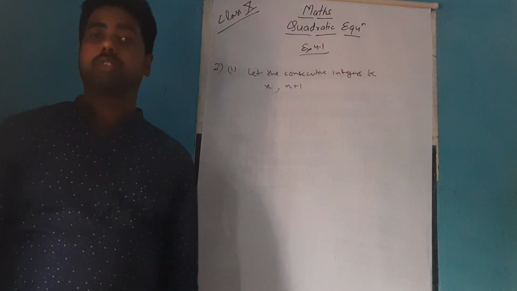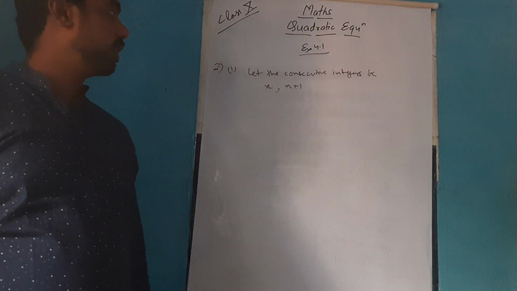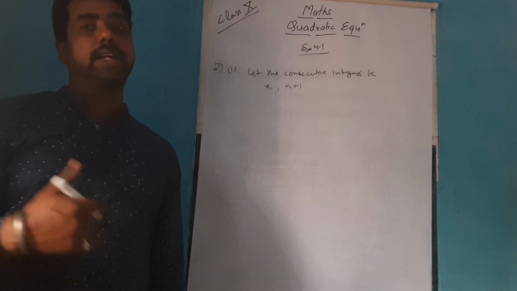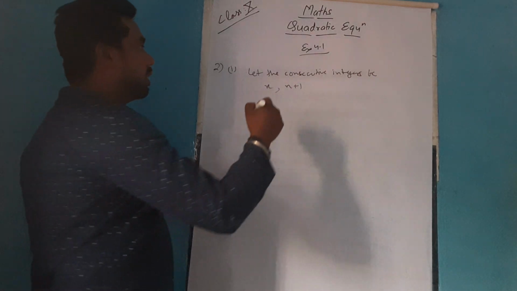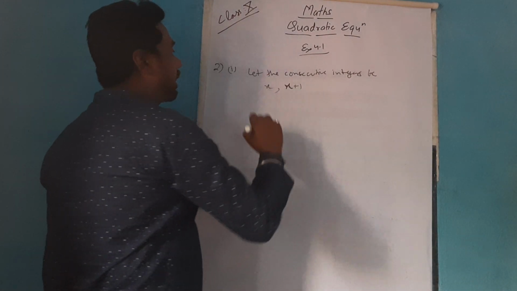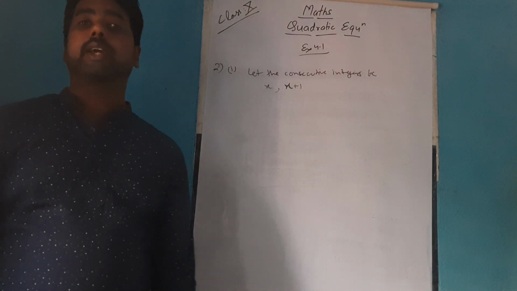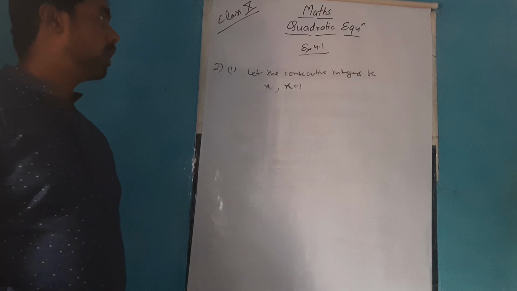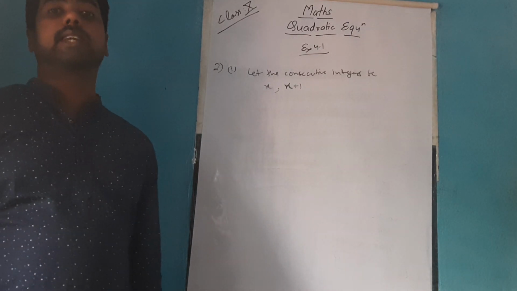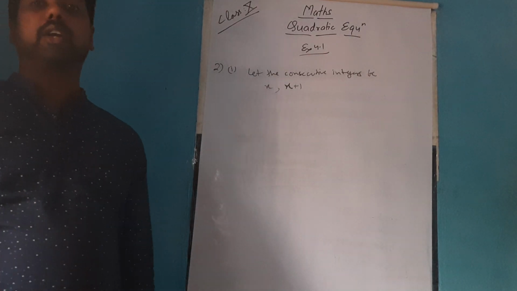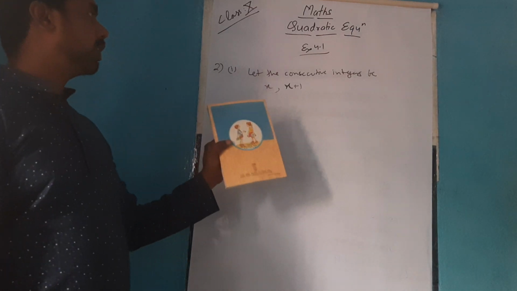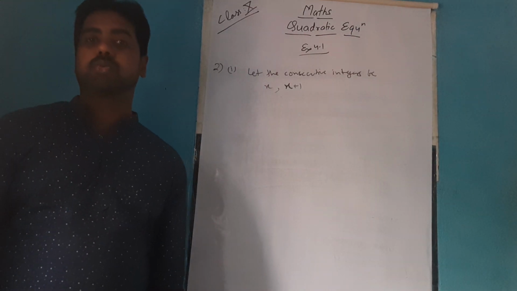As it is talking of consecutive, which means one by one, if you take the first as x, the second should be 1 more than the first one, and that we can take as x plus 1. Some might say that we can also take x minus 1 and x, but it is asking for positive integers, so we'll take only the positive value. So consecutive integers will be x and x plus 1.